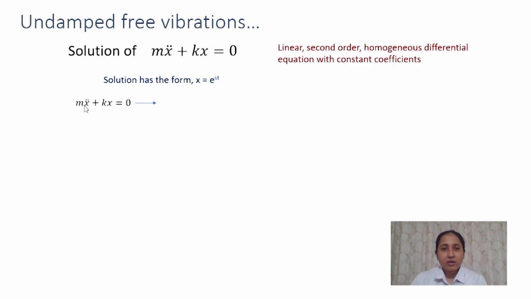So we have m x double dot plus k x is equal to 0. After substituting the exponential function, it becomes this. We can use this characteristic equation, solve for it, and find the actual values of e to the power st. So this is our characteristic equation. If we solve it, we will get two values for s, two complex conjugate values.